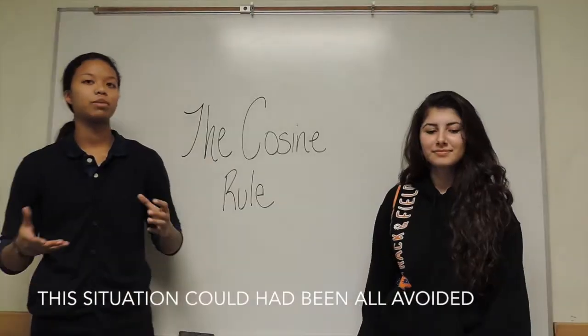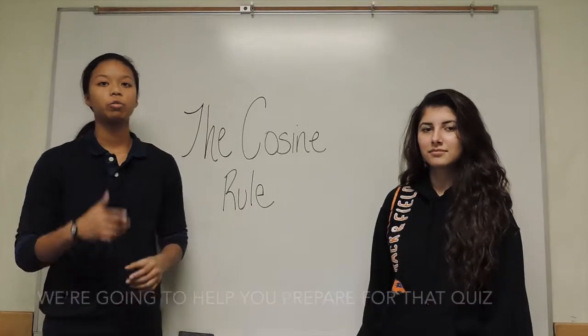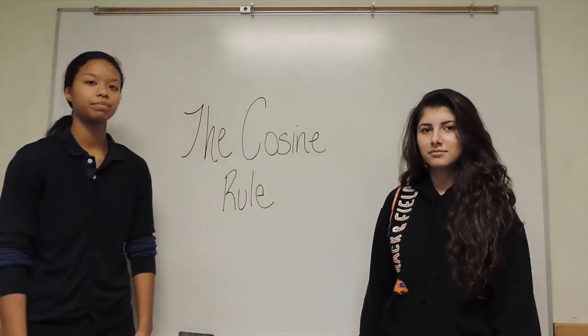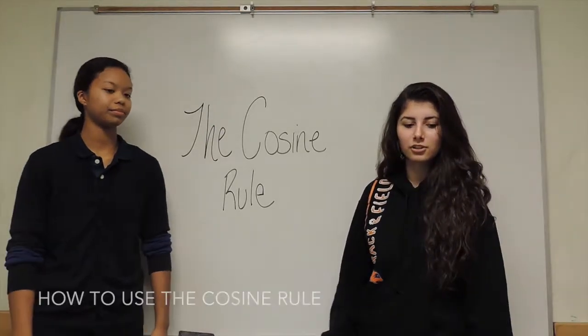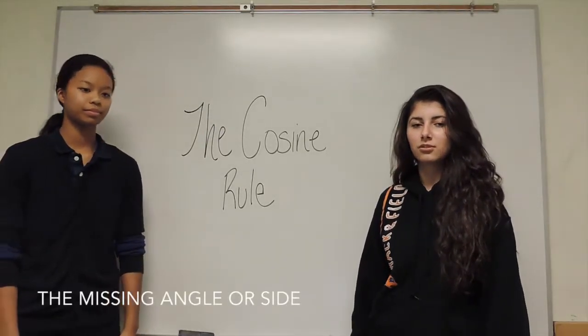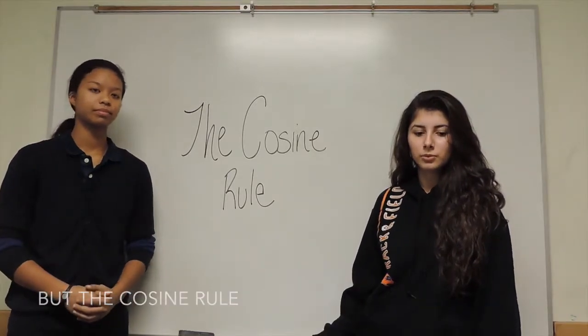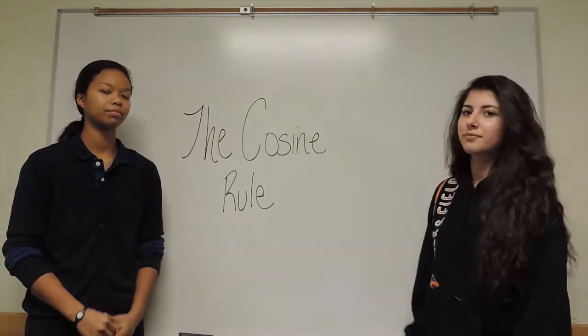So this situation could have been all avoided had you just come prepared. That's exactly what we're going to do. We're going to help you prepare for that quiz. In this lesson, we'll be teaching you how to use the cosine rule. The sine rule is used to find missing angle or side, but the cosine rule is actually also the same thing, just in its own way.